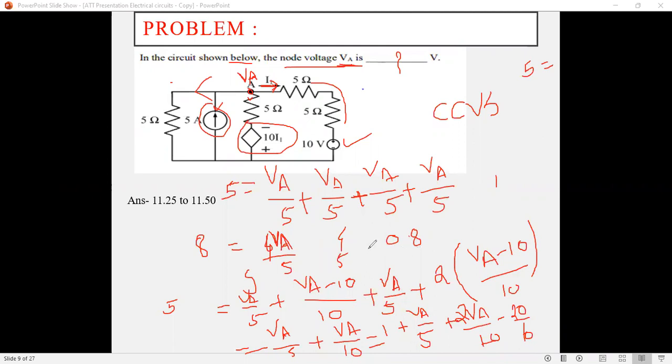Hello. Is there any mistake in the sign? What is wrong? Who had solved this? Something went wrong in this, plus or minus? We will solve once again. Just 1 minute.